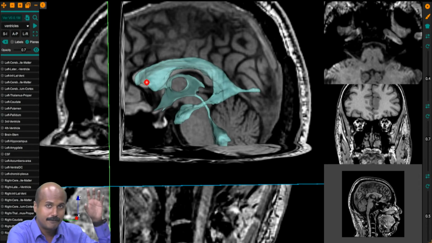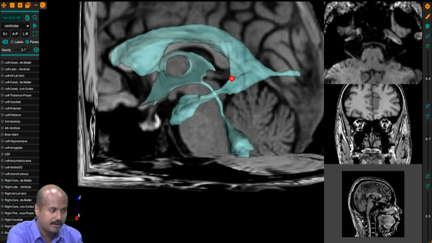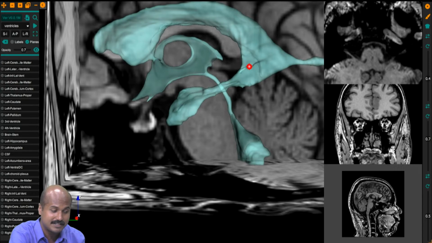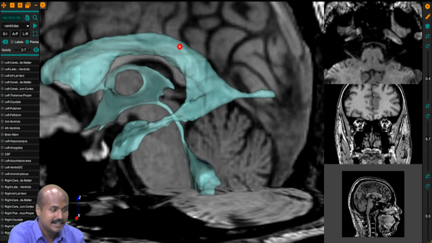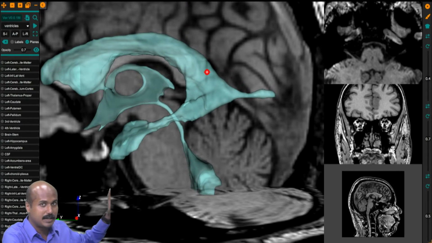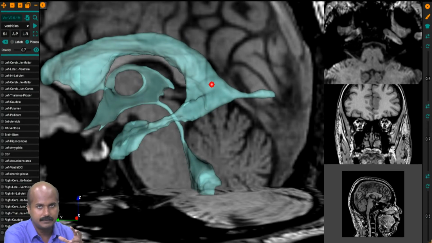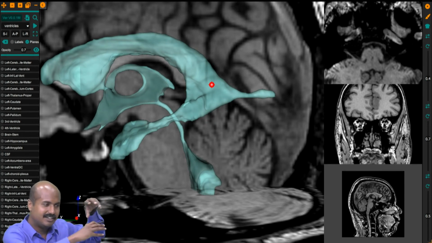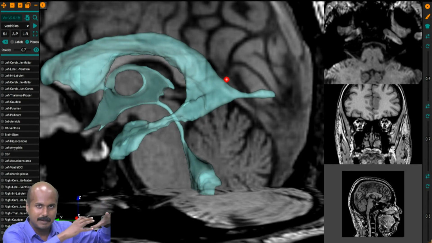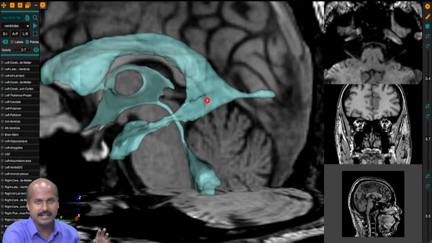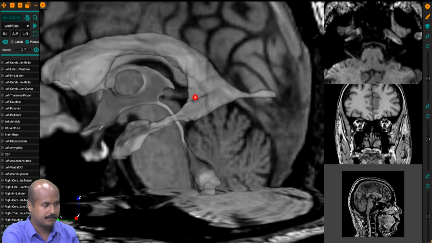This is the frontal horn. This will be the body of the lateral ventricle. This will be the posterior horn. This will be the inferior horn. And I forgot to mention in the previous segment that the place where the body of the lateral ventricle, the inferior horn and the posterior horn meet is called the atrium of the lateral ventricle. It is a large area where these three parts of the lateral ventricle come and meet. So this trigonal area is called the atrium of the lateral ventricle.